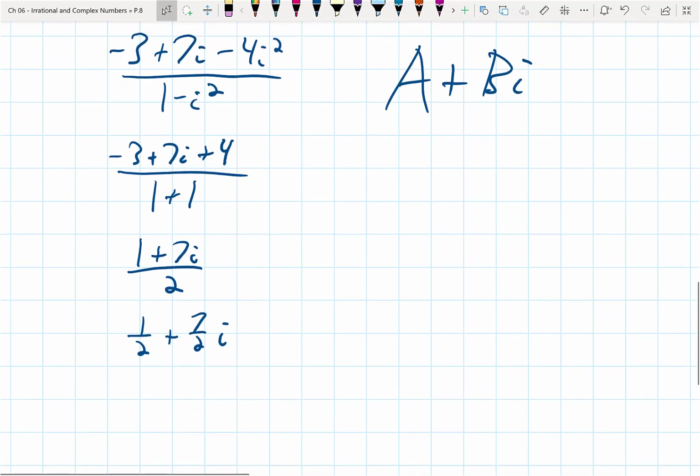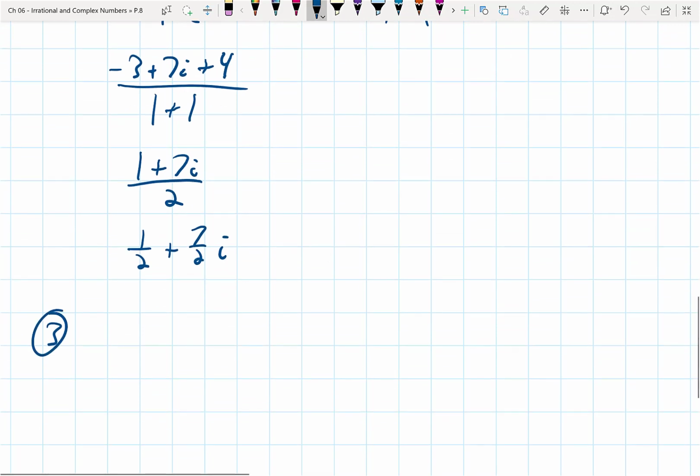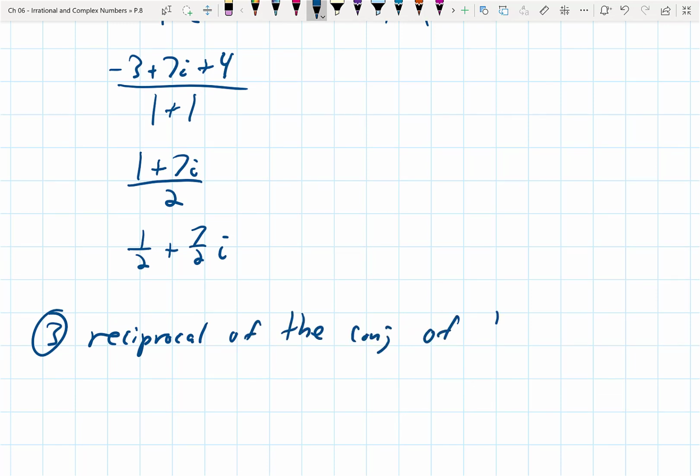Okay, next example. The reciprocal of the conjugate of 1 minus 2i.